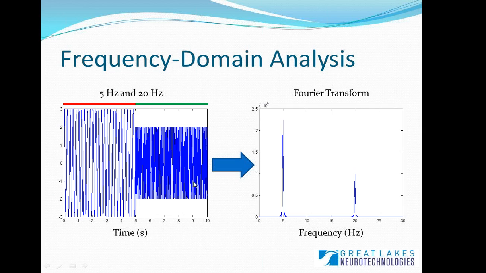So here's another example, and instead of having a 5 hertz and a 20 hertz sine wave added together, here we plot a plain old 5 hertz sine wave, and then the signal changes to 20 hertz. Now when you look at this in the frequency domain using just a simple Fourier transform, you still see those peaks at 5 and 20 hertz, which shows you those components are there, but it doesn't give you any information on when those frequencies are occurring.